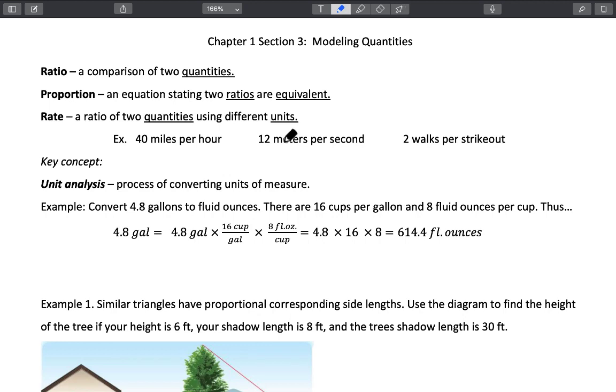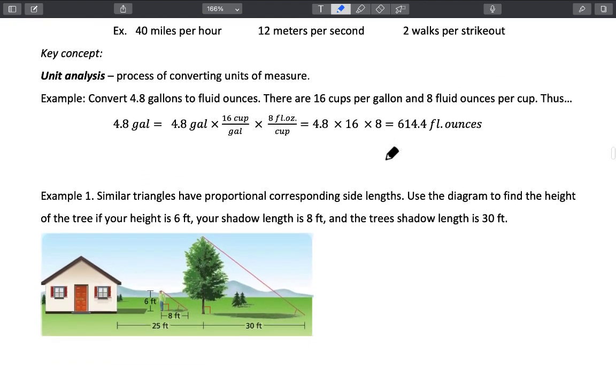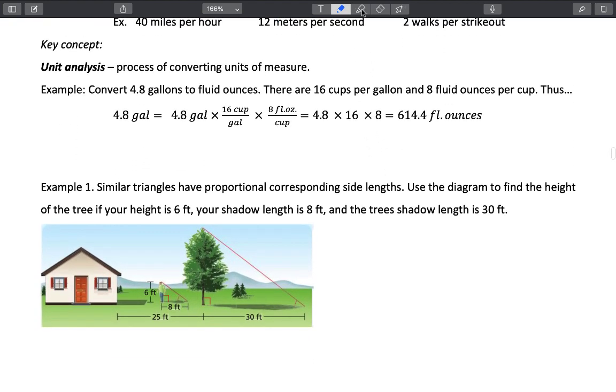To Chapter 1, Section 3. Today we're going to take a little bit of a turn away from solving equations to looking at modeling quantities. And the key concept here that we're going to focus on is this idea of unit analysis. And now this is going to come back to help you later on in your high school career when you're in chemistry class and you need to convert between different units of measurement.